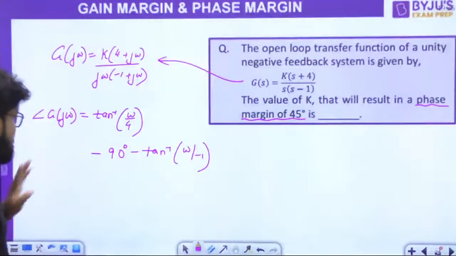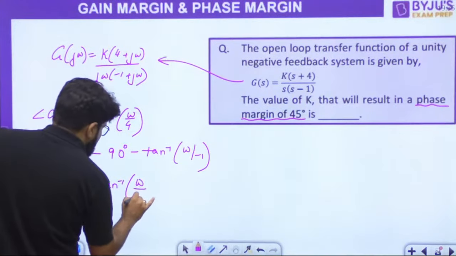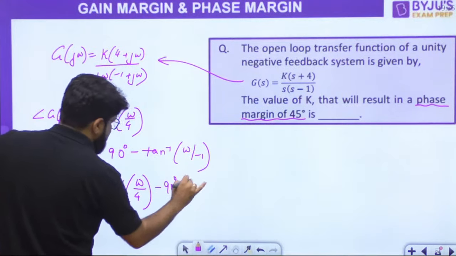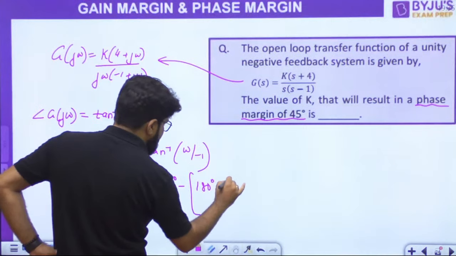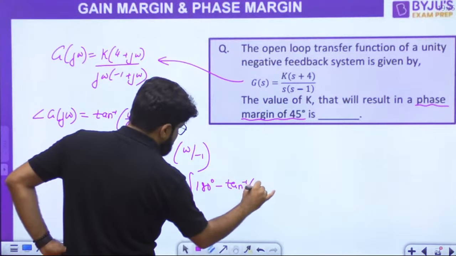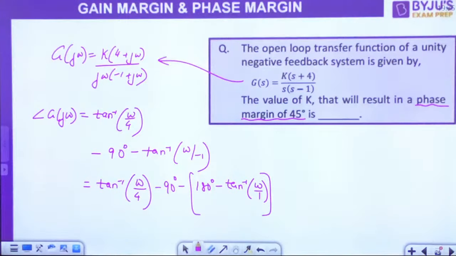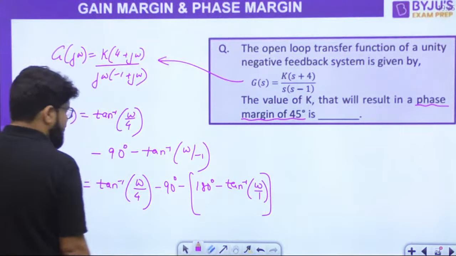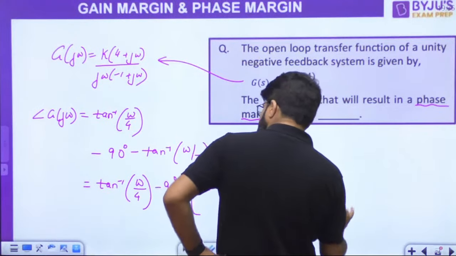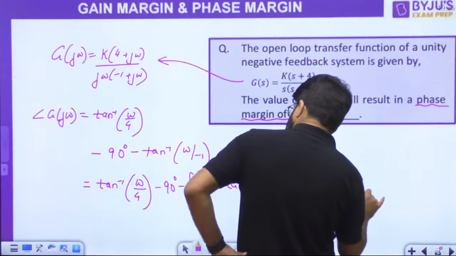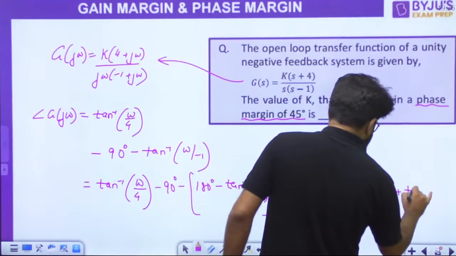Now here you have to simplify a bit first. This is equal to tan inverse ω/4 minus 90 degree minus tan inverse ω upon minus 1, which is known as 180 degree minus tan inverse y by x, so 180 degree minus tan inverse ω/1. So the final expression for the angle becomes minus 90 minus 180, that is minus 270 degree plus tan inverse ω/4 plus tan inverse ω.